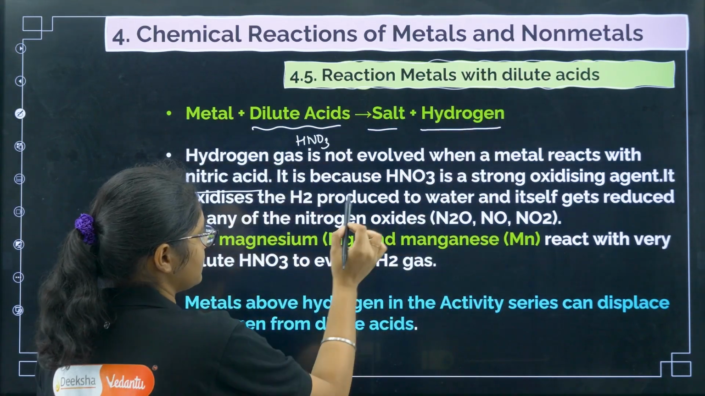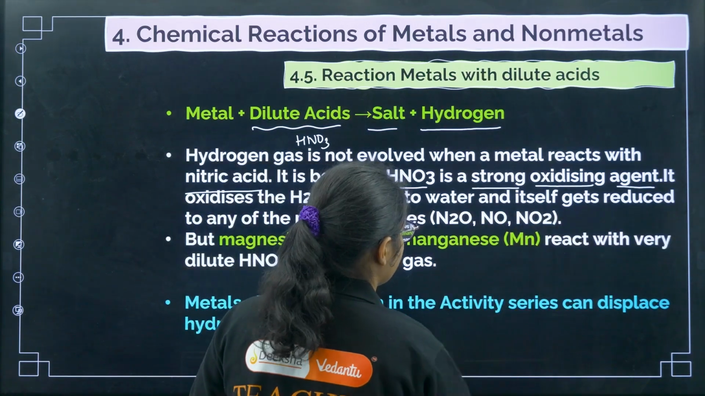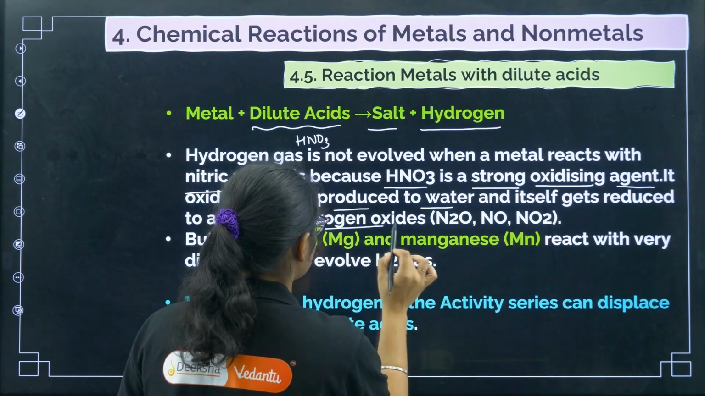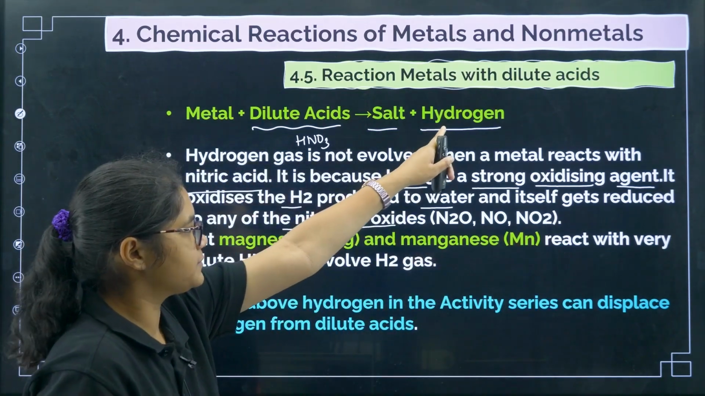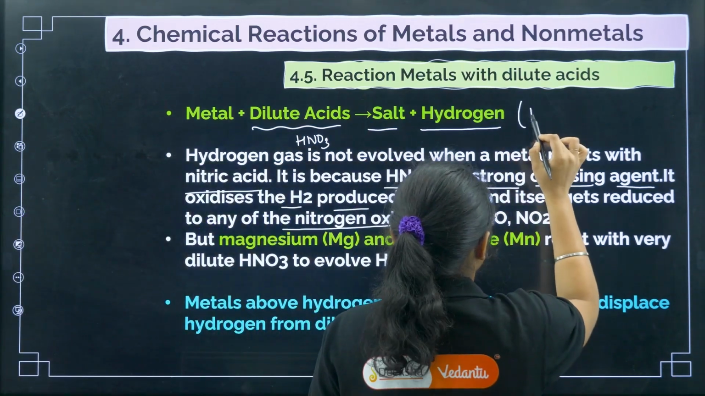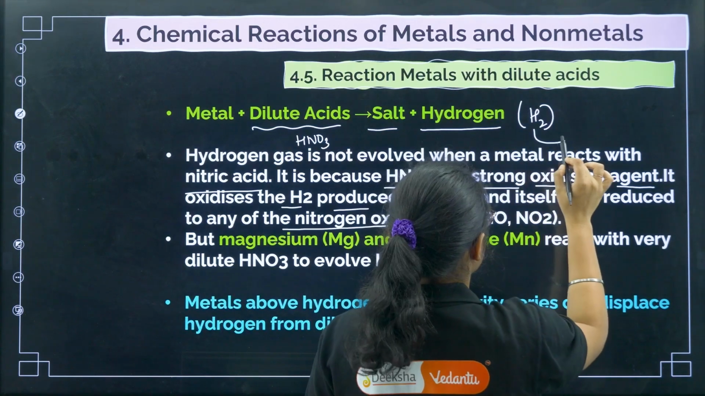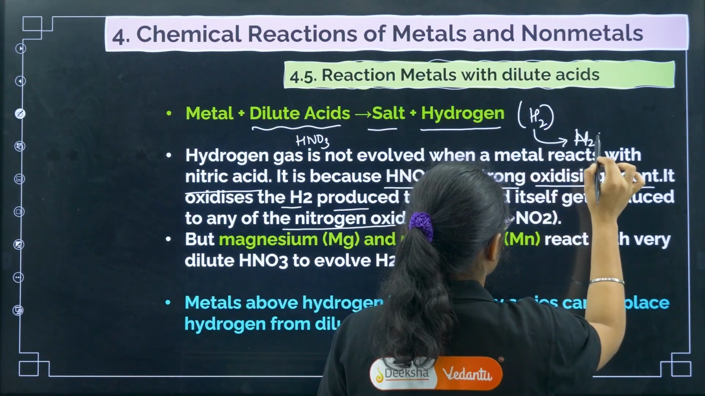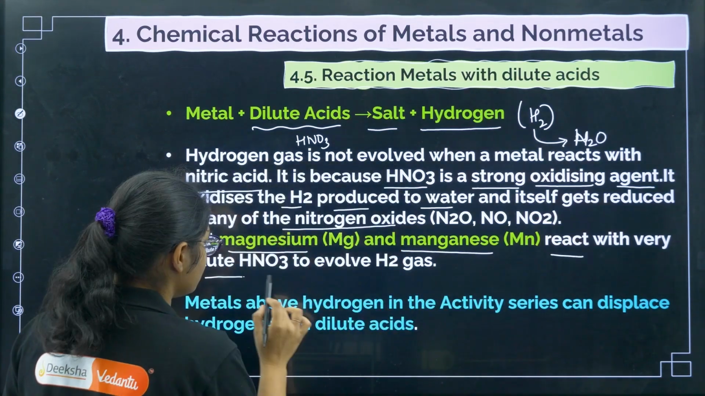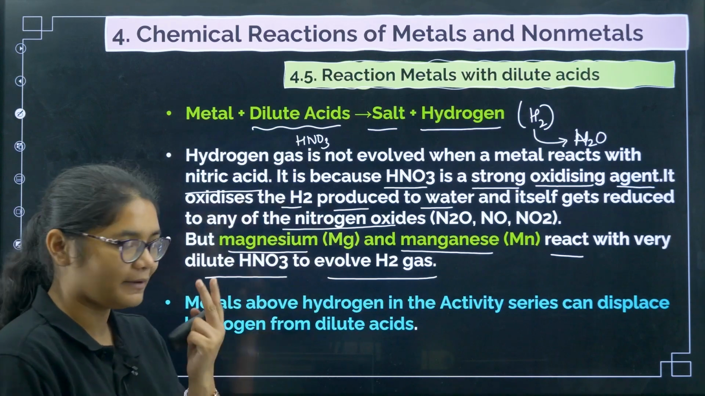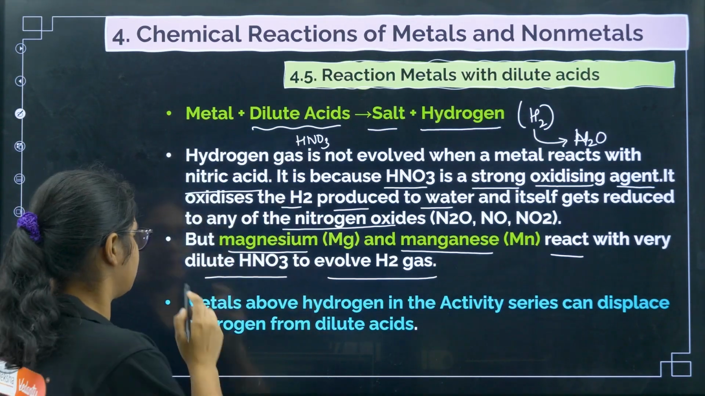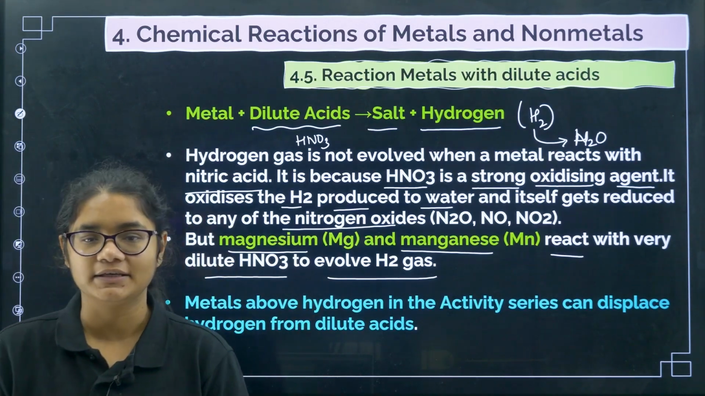What is the reason for that? So now see, HNO3 is a strong oxidizing agent and it oxidizes the H2 produced to water and itself gets reduced to oxides of nitrogen. So this H2 which is produced here in the presence of HNO3 gets converted to water. But magnesium and manganese react with very dilute HNO3 to evolve H2 gas. There are two metals which can react with dilute HNO3 to give you hydrogen gas, and those two metals' names are also very important. You must remember magnesium and manganese.